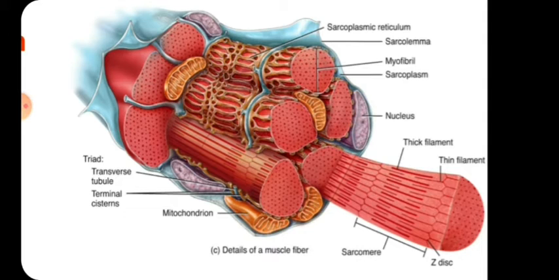Here in this diagram, one myofibril has been cut open, and you can see one sarcomere. Sarcomere is from one Z disc to the next Z disc. The cut open sarcomere shows the arrangement of thin and thick filaments.